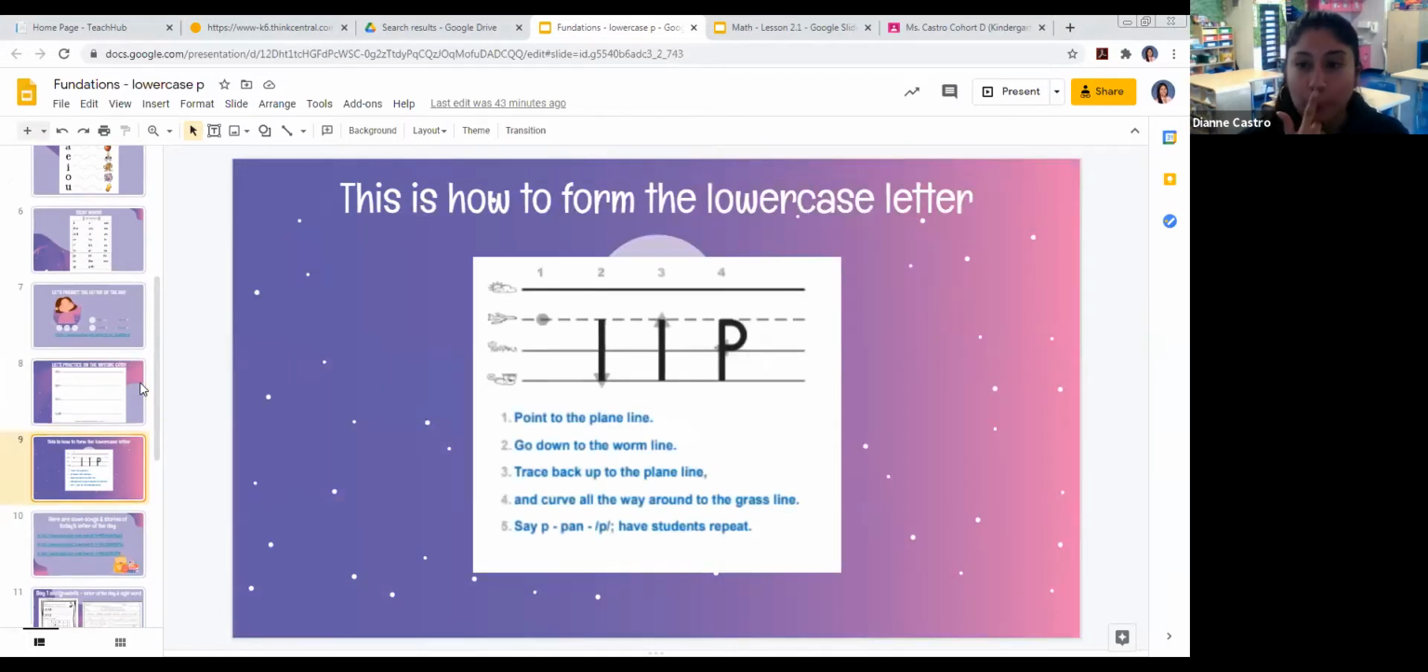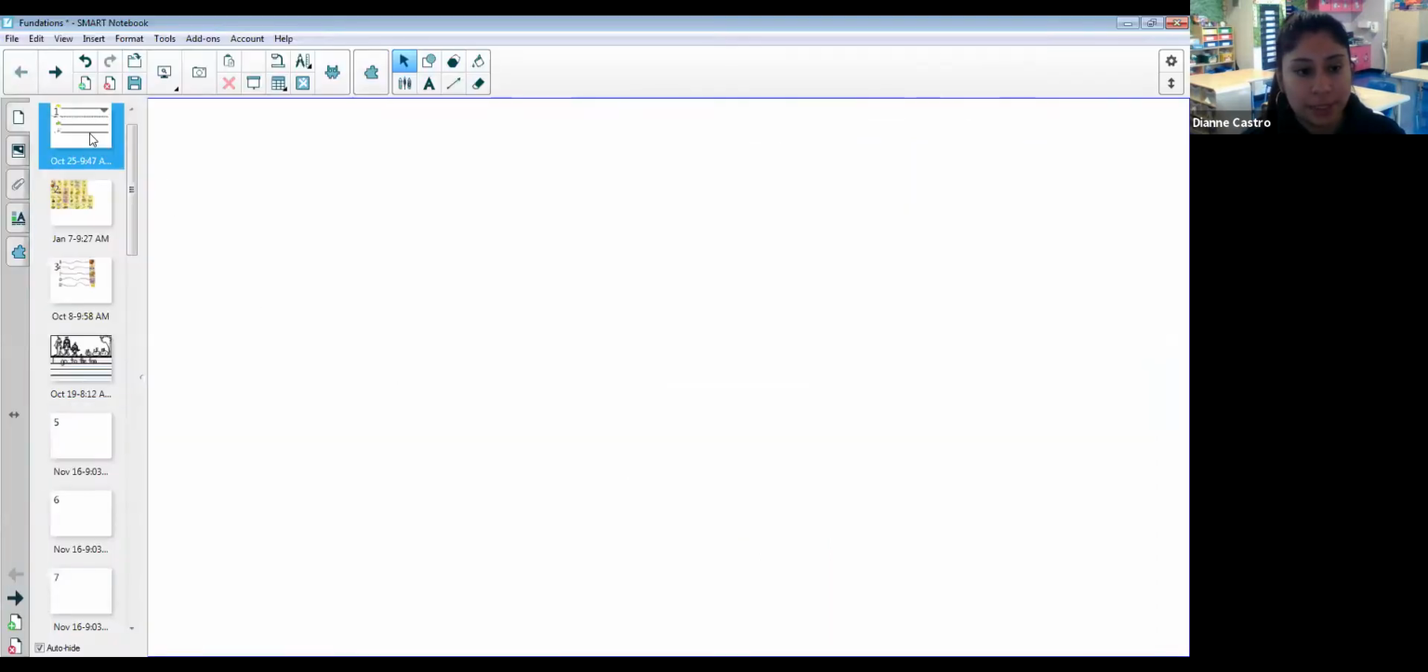Now, to form the letter P, the first step is you start on the plain line. Then you're going to bring your pencil all the way down to the worm line. And then you're going to trace that line right back up to the plain line. And then you're going to make a little loop. You're going to curve into the grass line. And today's letter is P. So it's P, pan, P. Now I'm going to share with you my smartboard and you're going to see how Ms. Castro forms today's letter of the day.